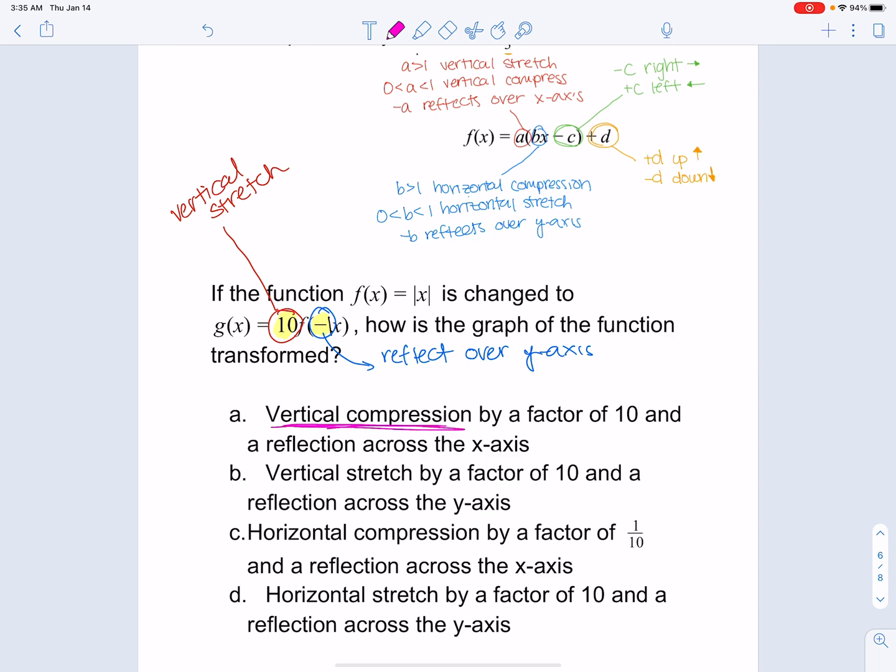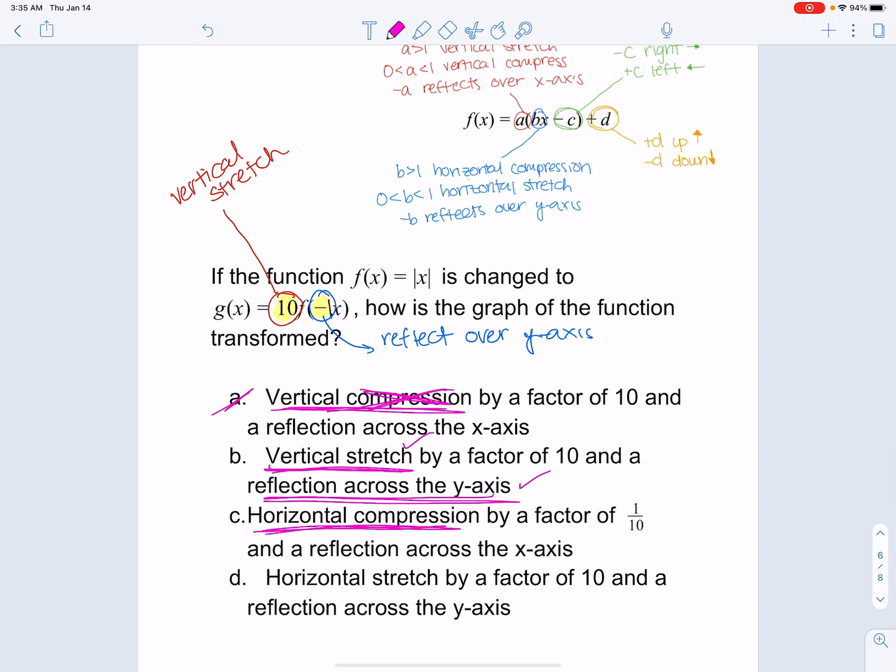Vertical compression, is that true? No, compression is wrong. Vertical stretch, is that true? Yes. A reflection across the y-axis, is that true? Yes. Horizontal compression, is that true? No, we're not doing horizontal and we're not doing compression. So that's wrong. Horizontal stretch, is that correct? No, it was a vertical. So my only answer choice can be B.